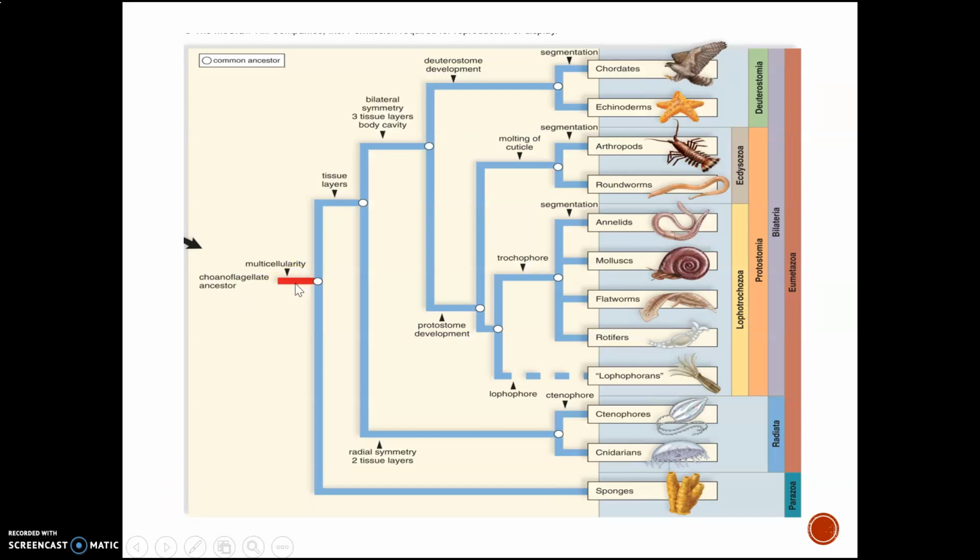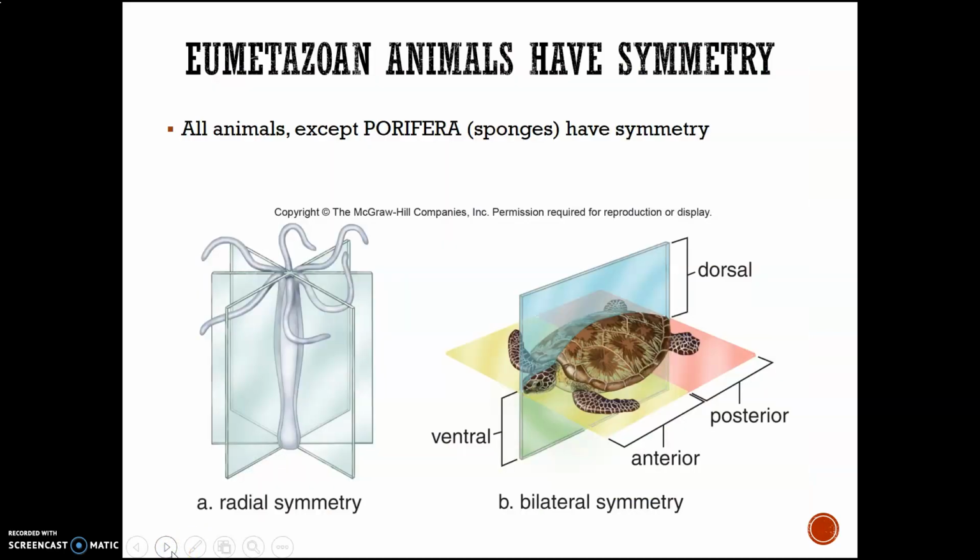So all of the animals we're going to talk about today presumably developed from a choanoflagellate ancestor. All of our eumetazoans, so the ones that we talked about that have actual tissues, excepting the parazoans, which are ones that don't have true tissues, have some sort of symmetry. So our hydra here has something called radial symmetry, meaning that you could cut it in half along each of these lines and get an equal half.